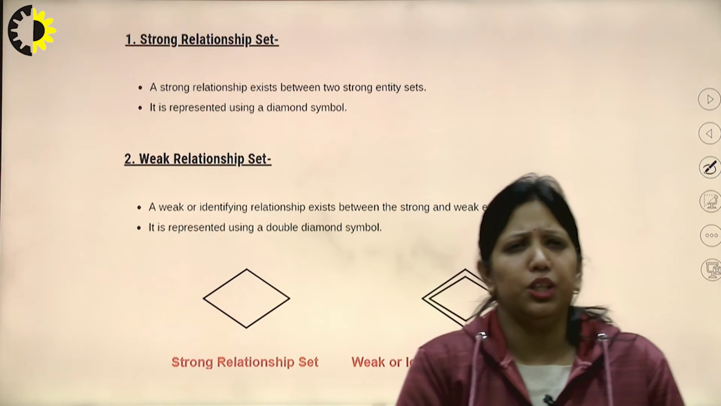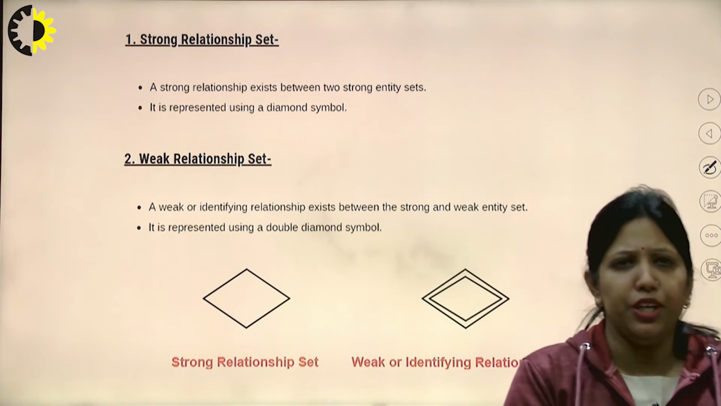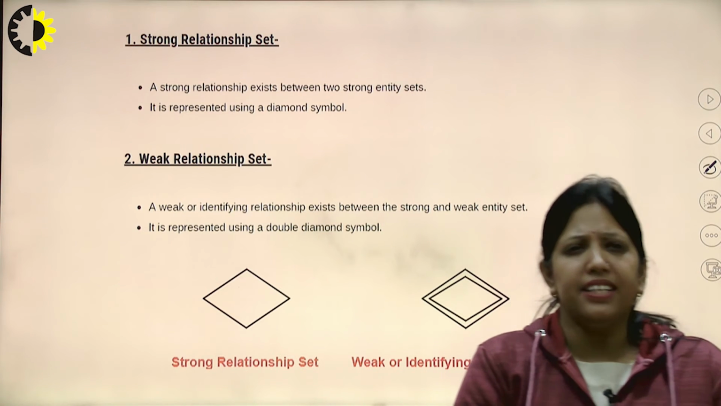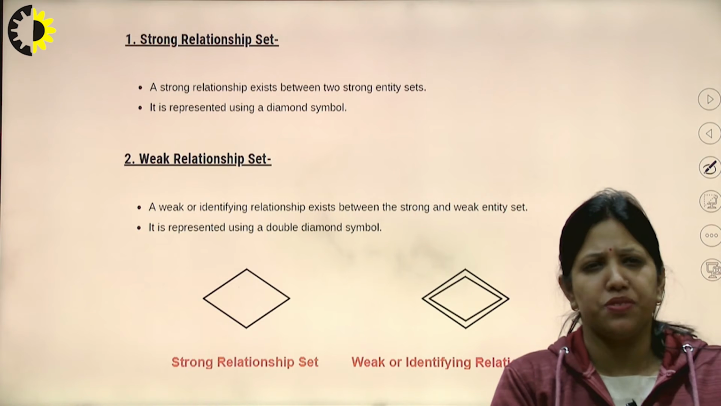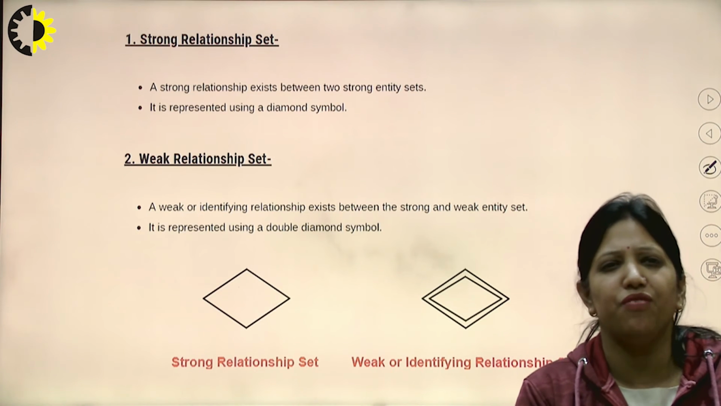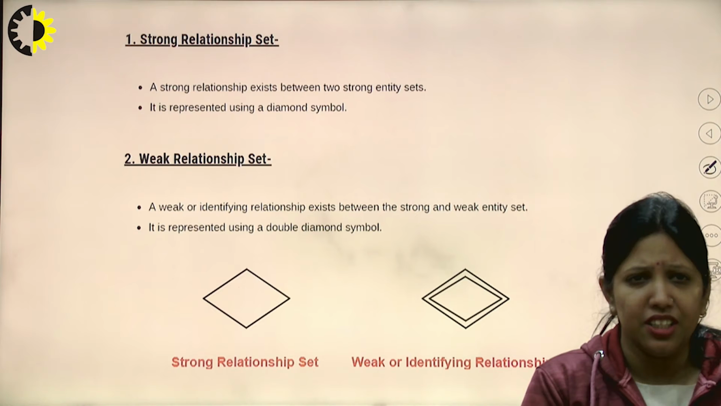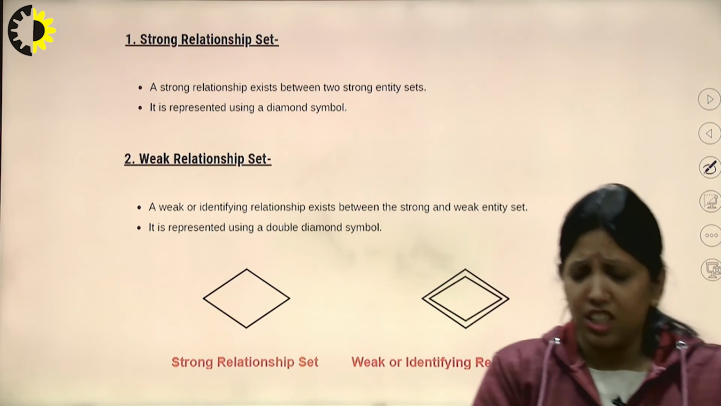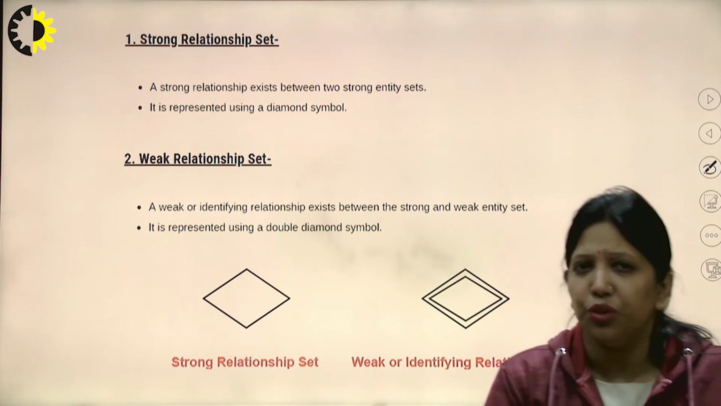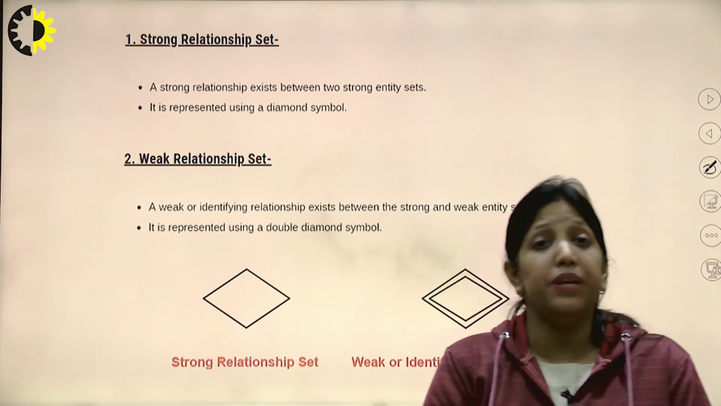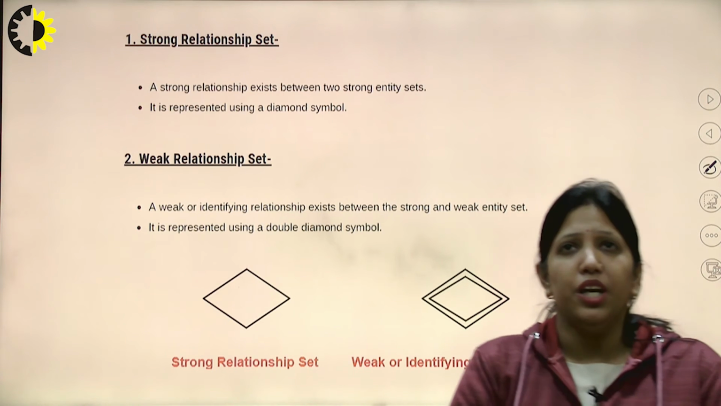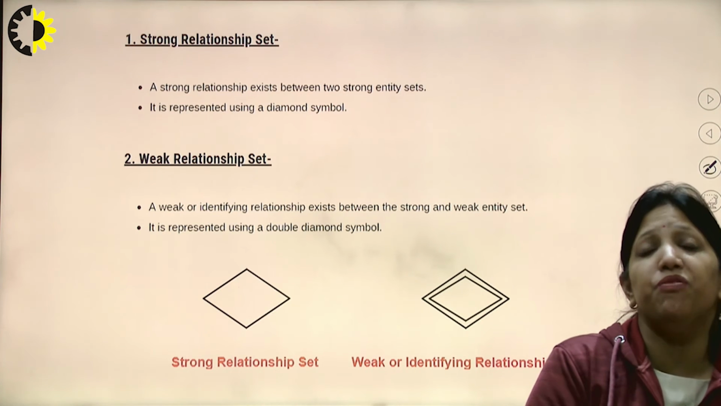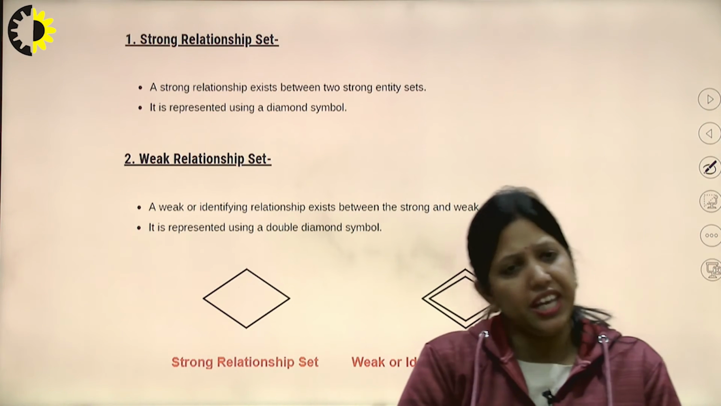A strong relationship exists between two strong entity sets. It is represented using a diamond box. A weak, or identifying, relationship exists between a strong entity set and a weak entity set. It is represented using a double diamond symbol. Does a weak relationship also exist between two weak entity sets? No, because the primary key of the weak entity set has to be defined on the basis of the strong entity set. So a weak relationship set is always between one strong entity set and one weak entity set.